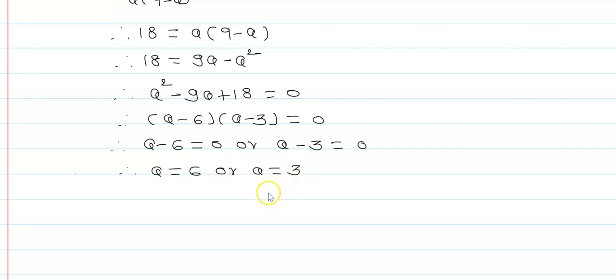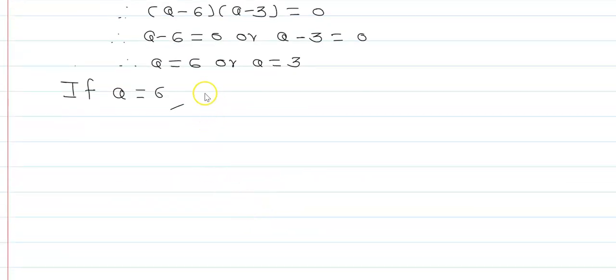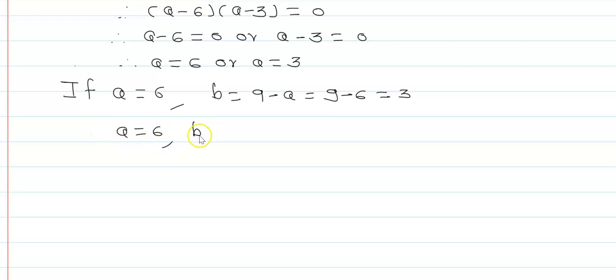Okay, if a is equals to 6, what is the sum of the intercepts? It is 9. If a is 6, then b is equals to 9 minus a. Substitute the value of a: 9 minus 6 is equals to 3. Therefore, a is equals to 6, b is equals to 3.